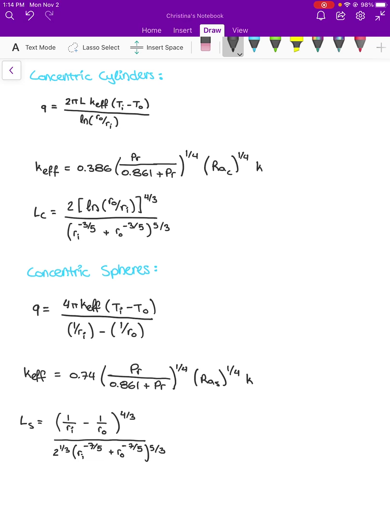The last internal geometry we will look at is for concentric spheres. The equations for concentric spheres are similar to those for concentric cylinders. We have a Q equation in terms of K effective, and then K effective can be written as an equation in terms of the Prandtl number and the Rayleigh number evaluated at S. And so then you can find Ls with the following equation at the bottom.